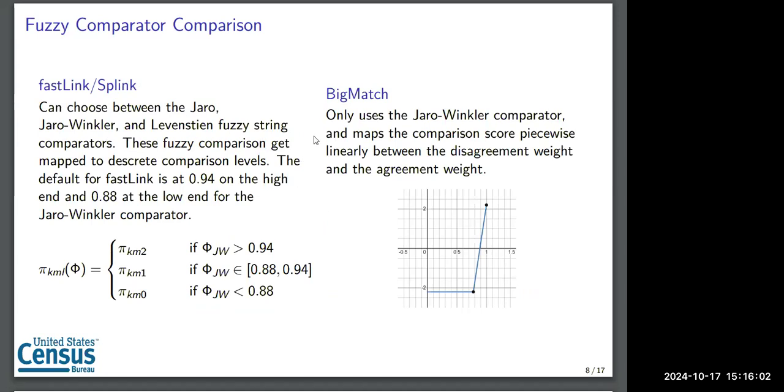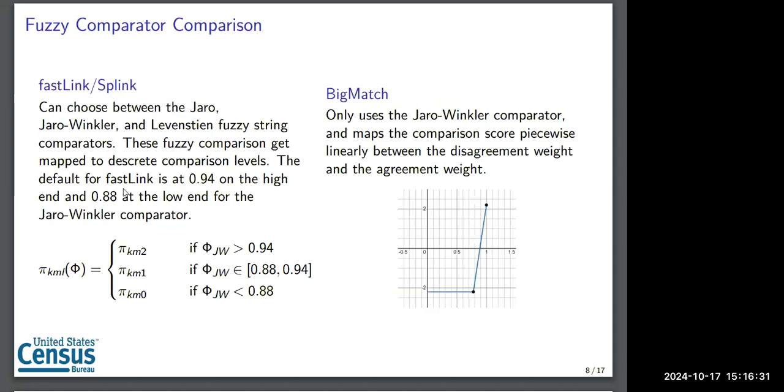Going into detail with the fuzzy string comparator. So when you're doing fuzzy comparison with the first name or last name or any kind of string attributes that you're comparing on a record, fastLink and Splink do it slightly differently from how BigMatch does it. One of the advantages of fastLink and Splink is that they allow you to choose between different string comparators, whether you want to use the Jaro-Winkler or the Levenshtein fuzzy string comparators.